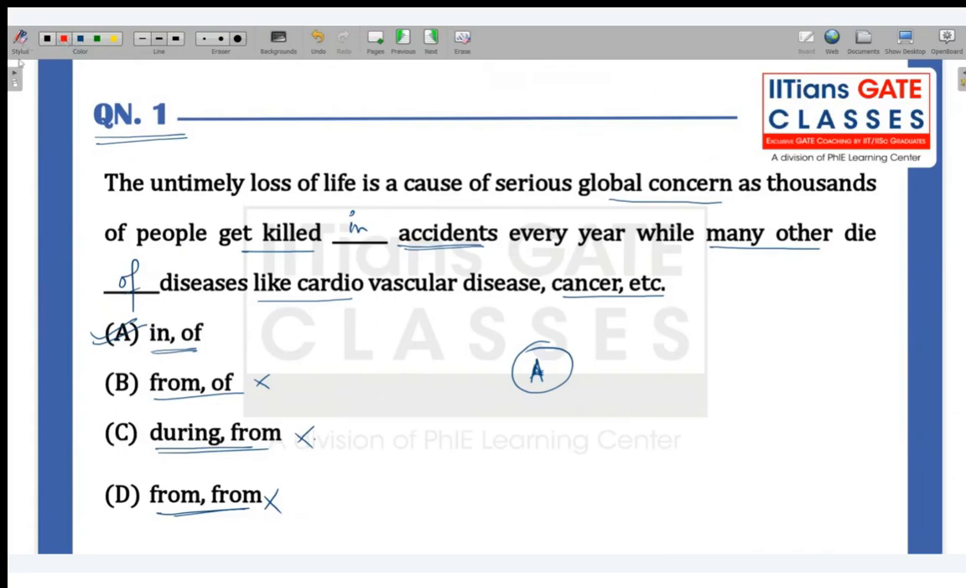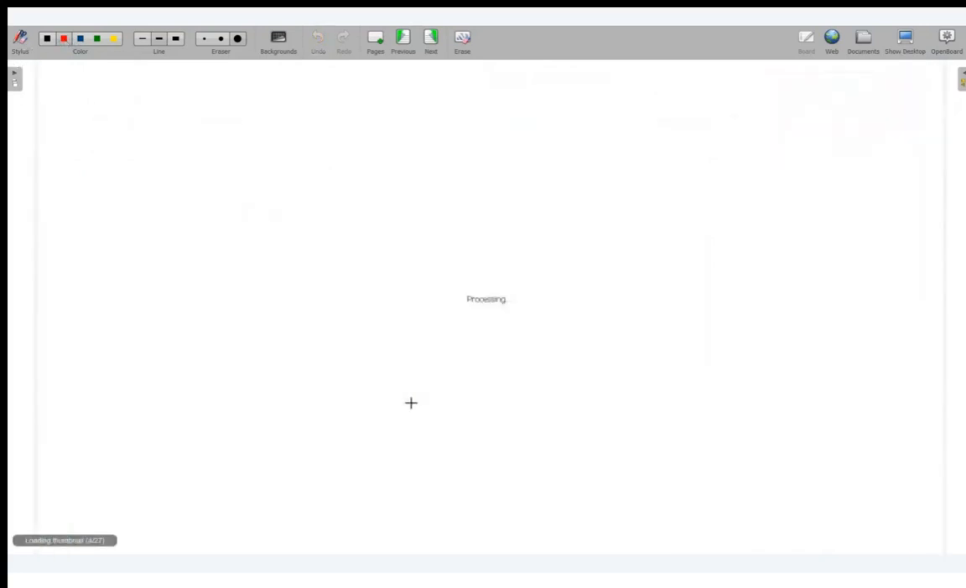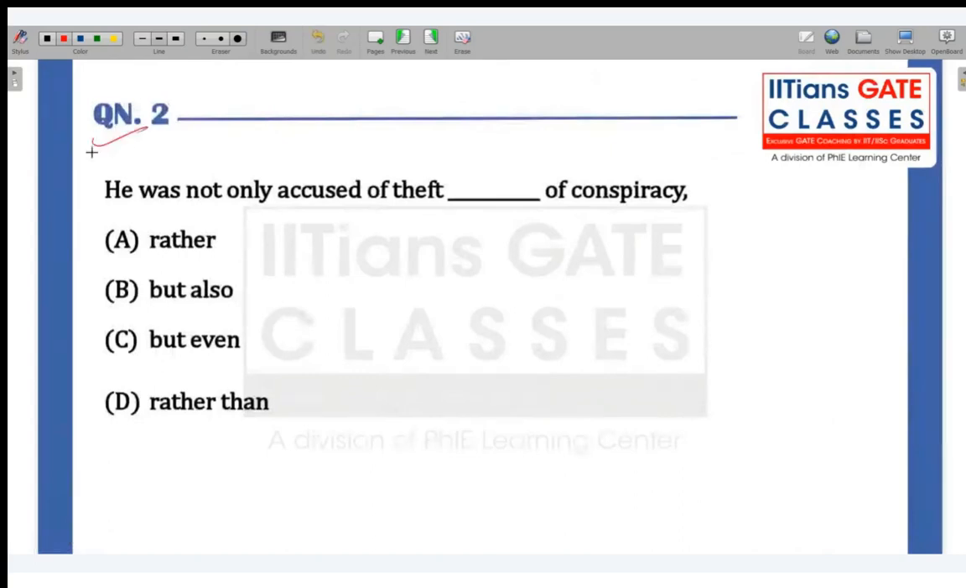Next, let us go for the second question. This was the second question, and it was asked in GATE 2020. Let us read the question first. He was not only accused of theft. These kinds of words we always use as engineers while talking with somebody or while writing anything.